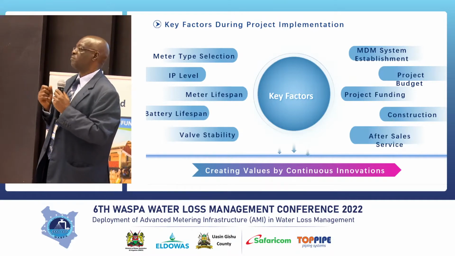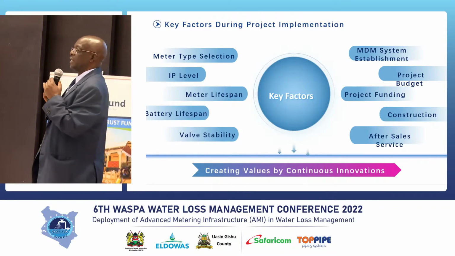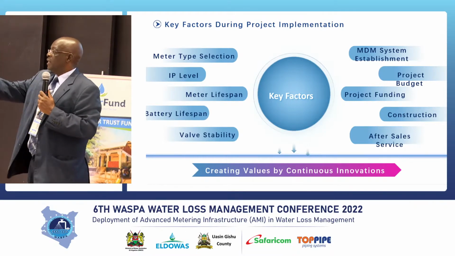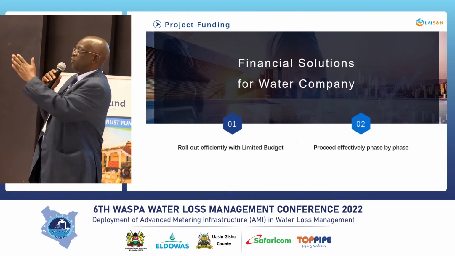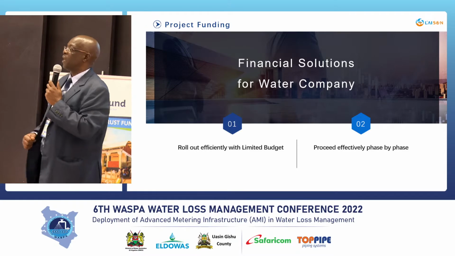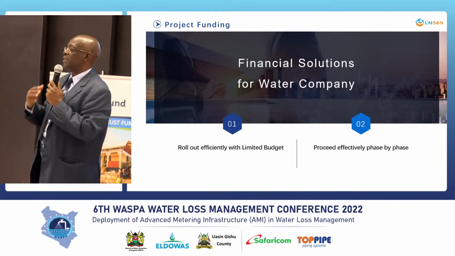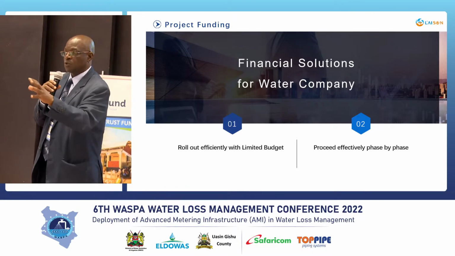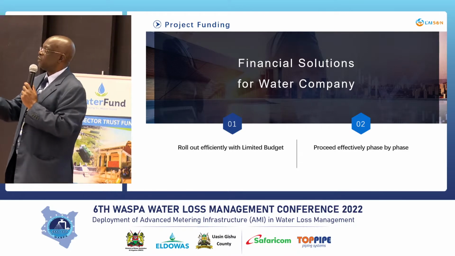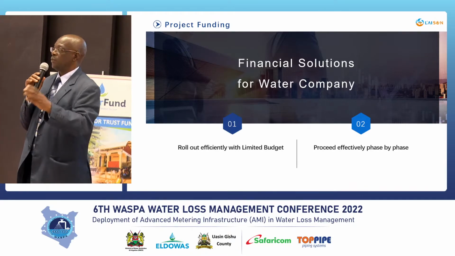Then we have meter lifespan, which we have really taken care of. Value stability. Then the other thing is the project budget, and financial solutions for the water companies. We have roll-out efficiency with a limited budget. We can assist you to roll out with the small budget you have. Then we can also assist you to proceed effectively with smart metering your system.